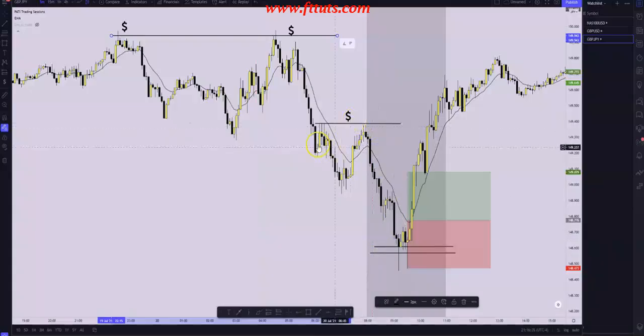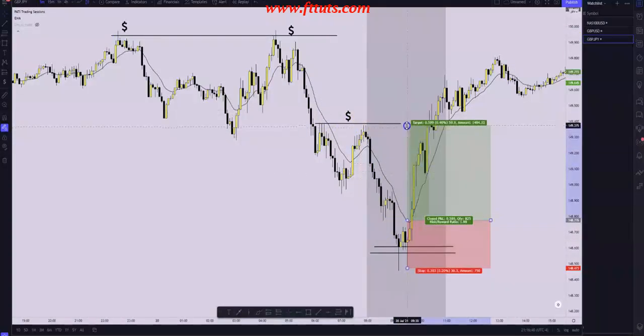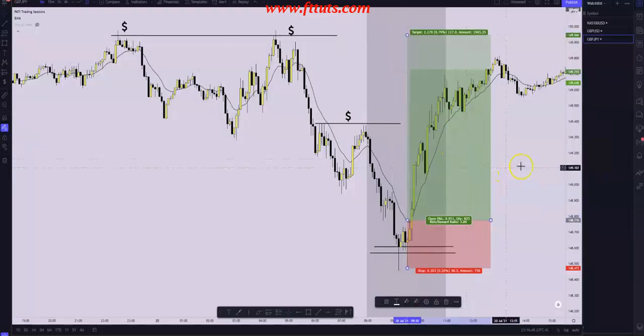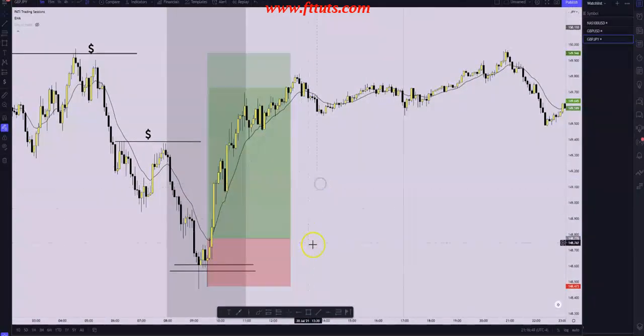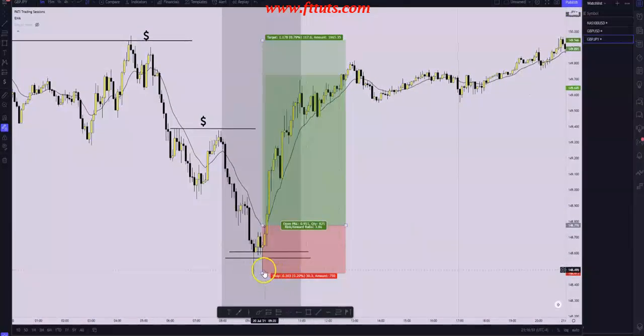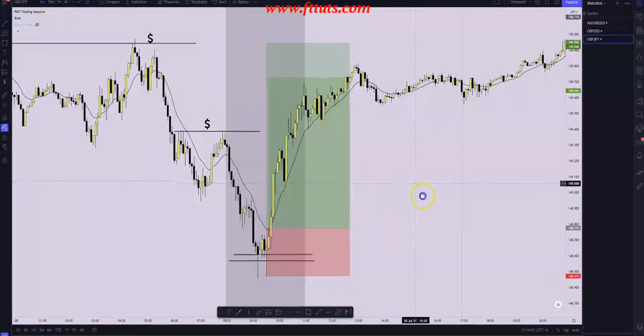Okay. So we have an equal high. That's liquidity right there. So we could have our target right here. Or if we're really feeling like we want to hold it, then have your target right here. And that's a 1 to 3. And honestly, you can get even better than that, but it's perfectly fine.